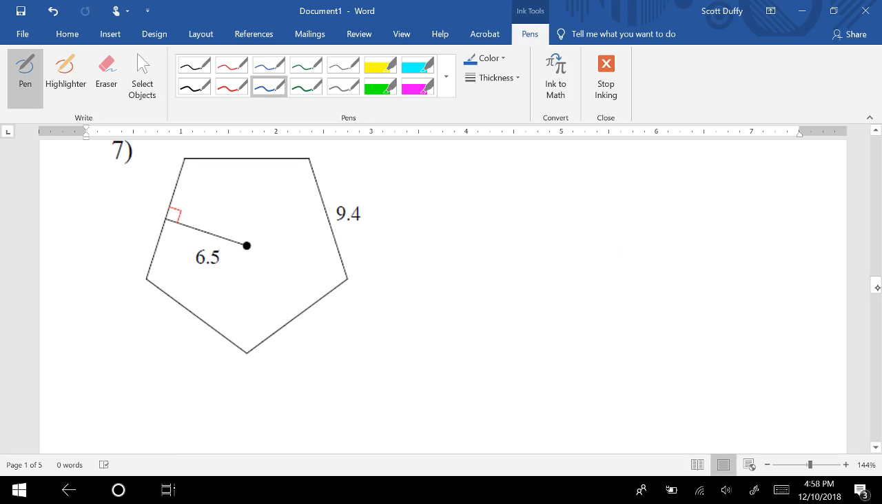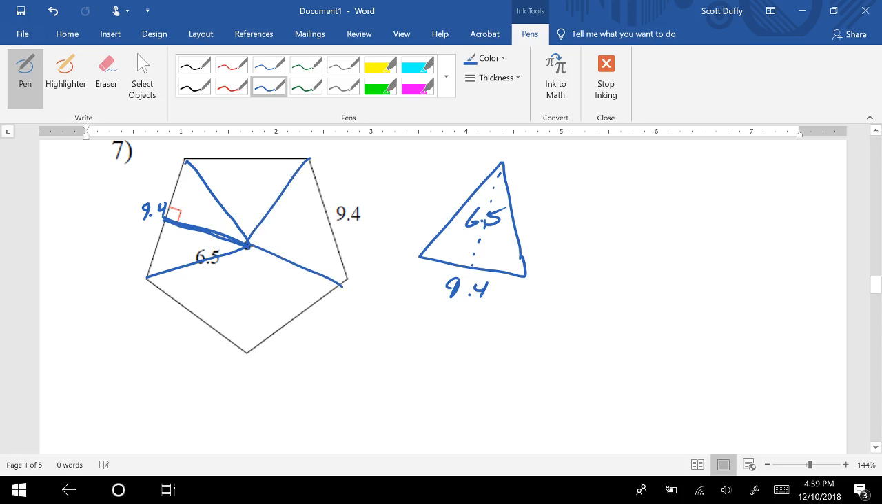Alright, this is where it gets a little bit weird. Now, what we've been doing for these is drawing in the isosceles triangles. The base of this isosceles triangle is 9.4, and the altitude they gave us is 6.5. We can easily find that area, and then multiply it by how many triangles there are, 5. So 1/2 times base of 9.4 times height of 6.5 times 5. Multiply that out. Also check that I'm still recording.